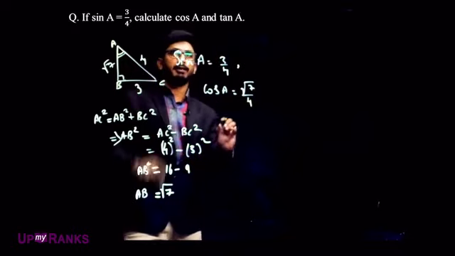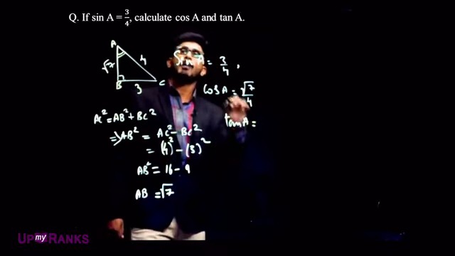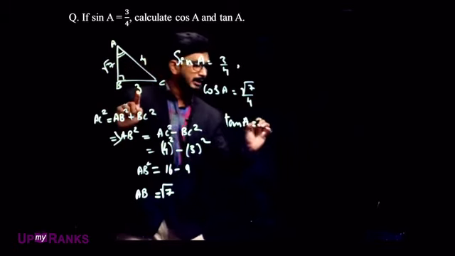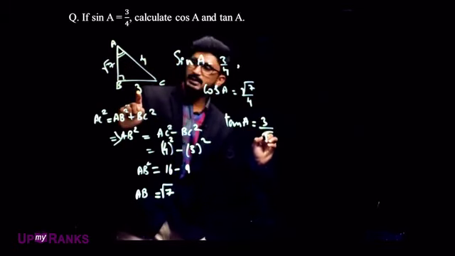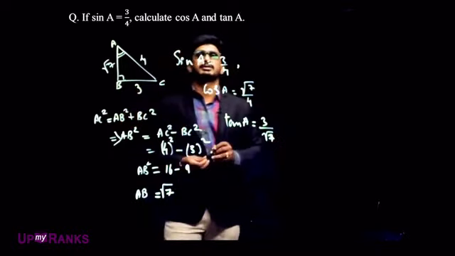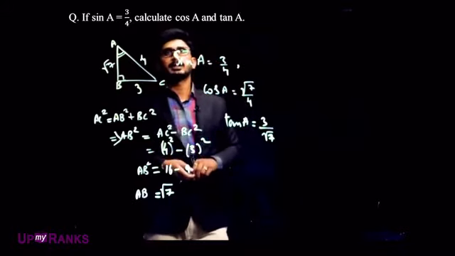Similarly, we have to find tan A. Tan A is opposite by adjacent. The opposite is 3 and the adjacent is root 7. So this is how you find it. Is this clear, children? Okay.